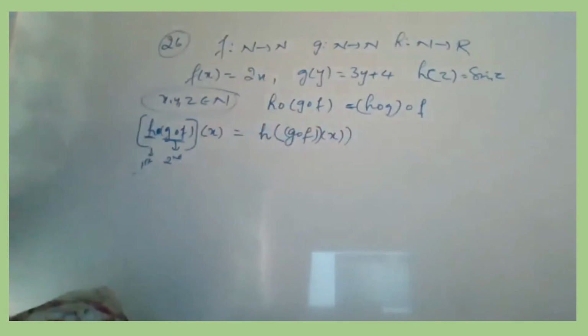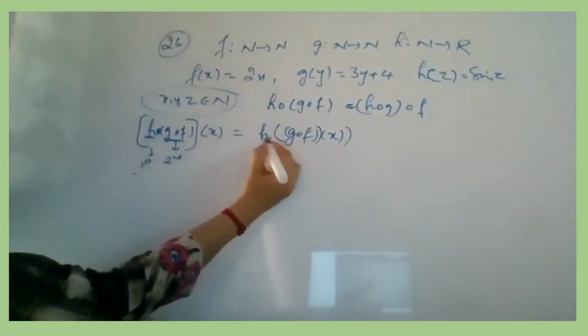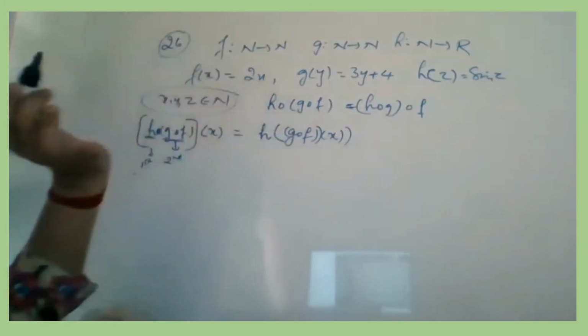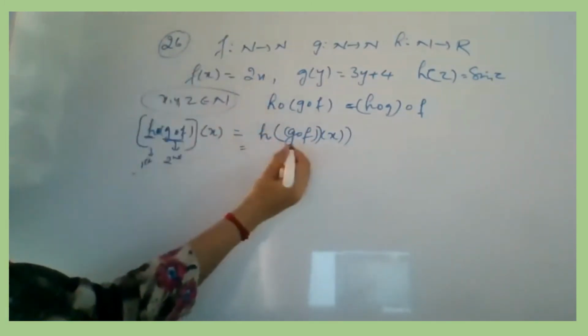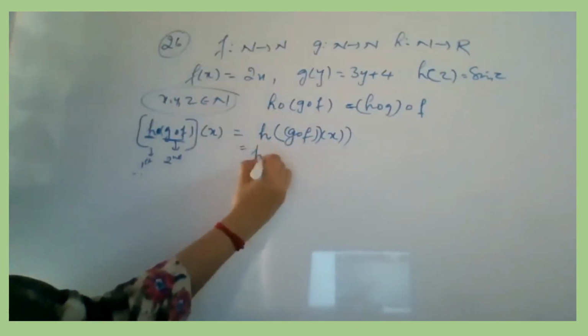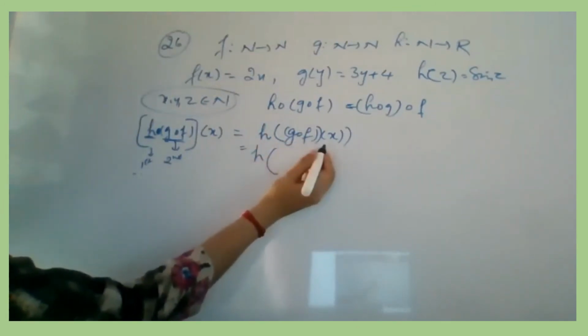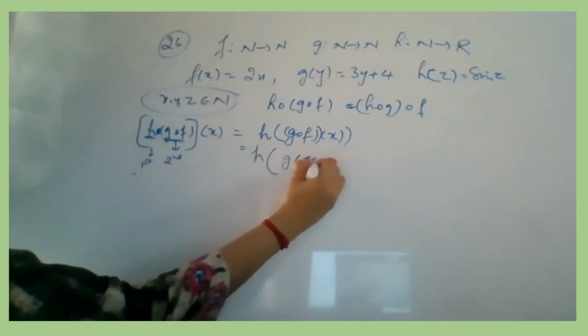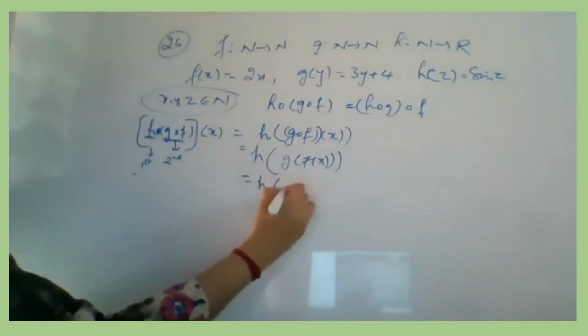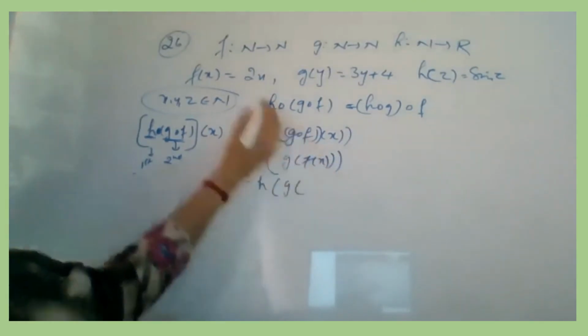This is acting as your g, this is acting as your f. So g of f of x. Now again here you need to apply the same. There is g composition f of x here also, so leave h as it is. We apply g composition f of x, which is again g of f of x by definition of composition. Now you will apply one by one. What is f of x? f of x is 2x.